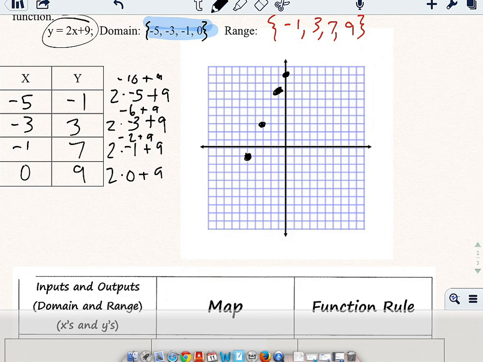Now, because the domain is restricted, I'm not going to connect the dots. Those are the only inputs and outputs there. You can notice because it started out as a function, y equals 2x plus 9, it's definitely going to pass that vertical line test. So I'm in good shape here. All right, let's do one more.